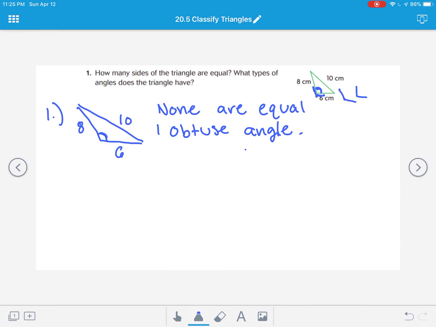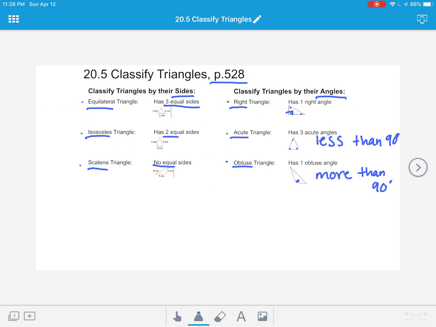One obtuse angle. And then let's take a look at these angles, the one in between the 8 and the 10 and the 6 and the 10. Do you see how those are really narrow? Are those obtuse, acute, or right? Those are acute. So we have two acute angles. Now, looking back at our vocabulary, when we have a right triangle, that means the other two angles are going to be acute. I'll add that in here. So two acute angles and one right angle.